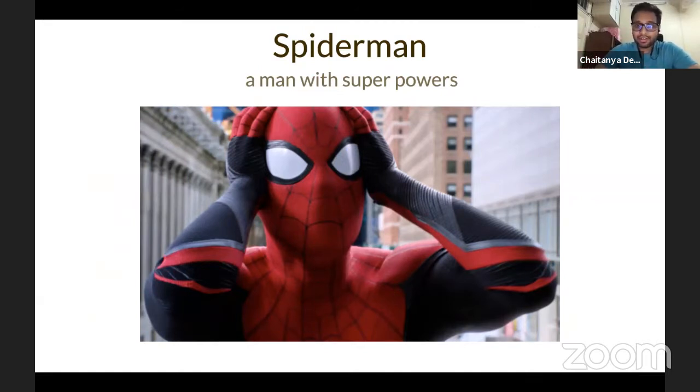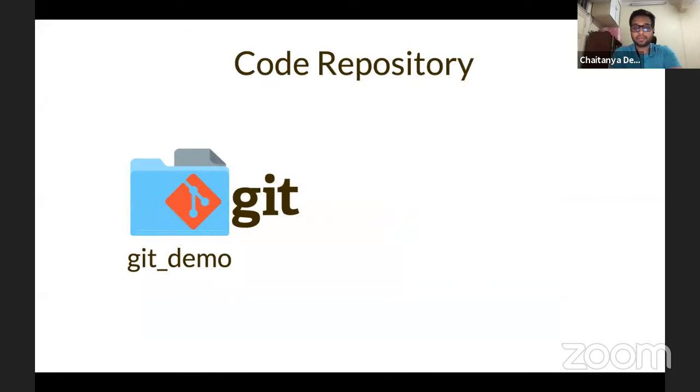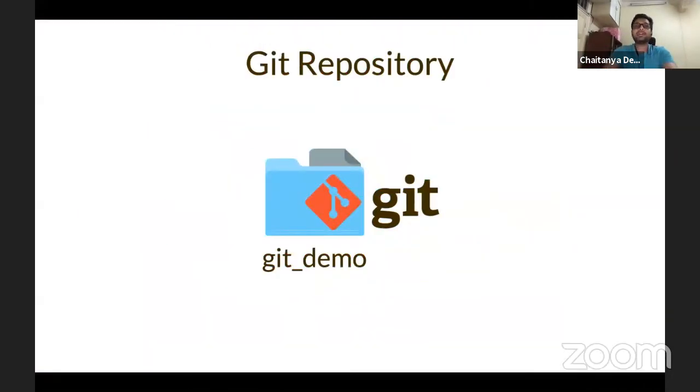So imagine Git to be that spider, that radioactive magical spider, which we will now put on our folder that we've created, on our code repository, git_demo. And what we'll end up having is something called a Git repository. So all you have to do is move Git on a code repository, on a folder. And now that folder becomes a Git repository, which is now a folder with superpowers.